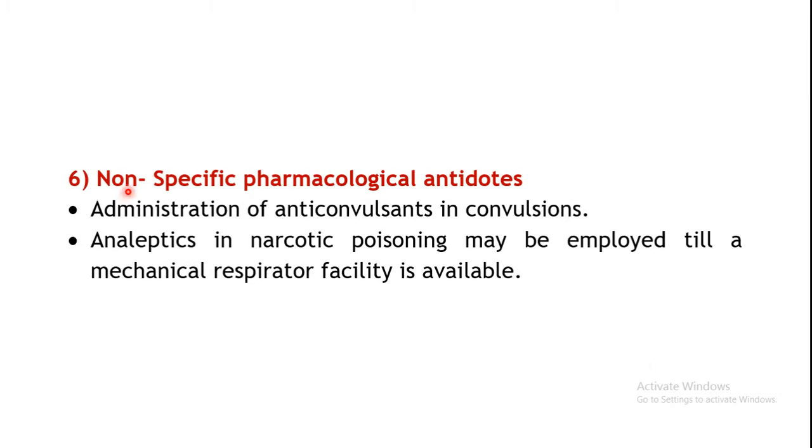Then the next measure is non-specific pharmacological antidotes. Say, for example, as we have considered earlier, suppression of convulsions. If convulsions have taken place, anticonvulsants can be given. If respiration is depressed, in that case the mechanical respirator facility is supposed to be utilized, or artificial respiration is supposed to be provided. But till you get this support, you can go for analeptics. These are the drugs which cause respiratory stimulation. So you can go for analeptics, but this should be a temporary solution. Ultimately, you have to provide mechanical support to that person.